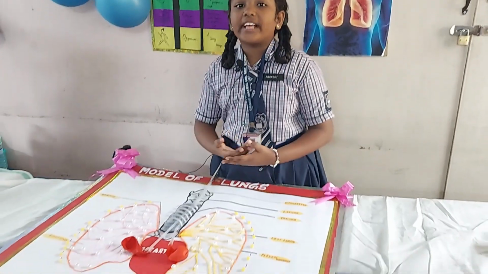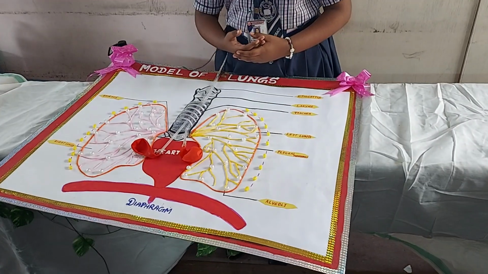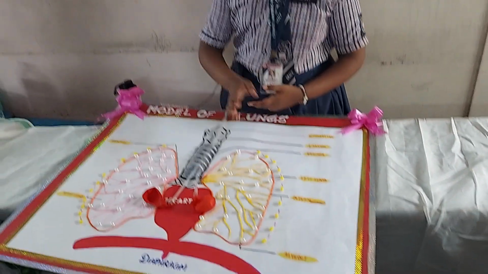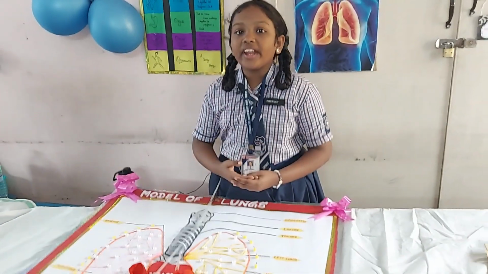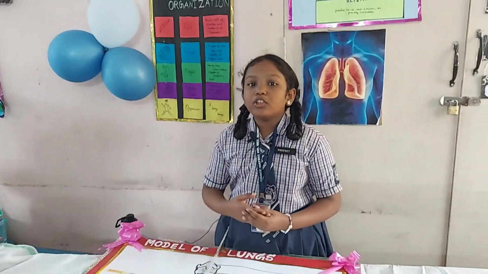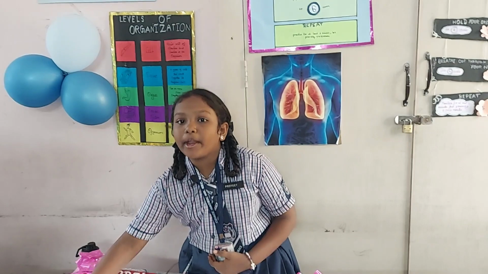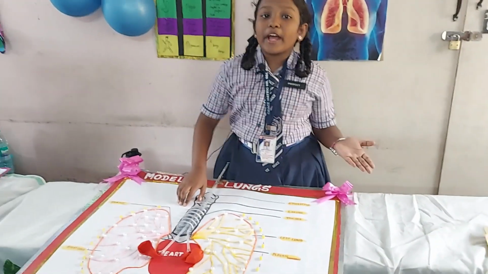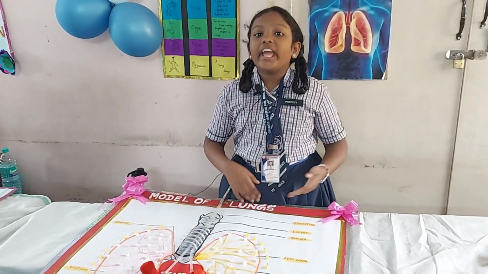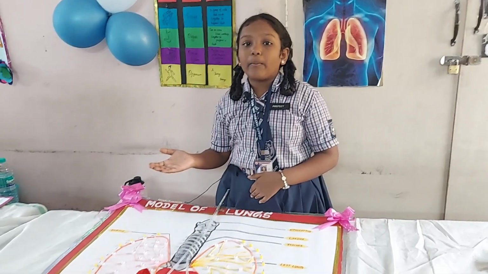I am Annie Sandra of Standard 6. I am here to explain the model of lungs. Lungs are the main respiratory organ. We have a pair of lungs located in the chest cavity and also covered by a double layer membrane called pleura. Lungs make oxygen available to our body and remove carbon dioxide from our body.